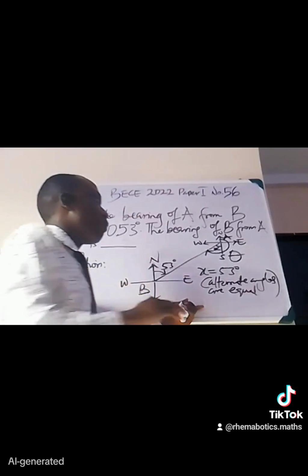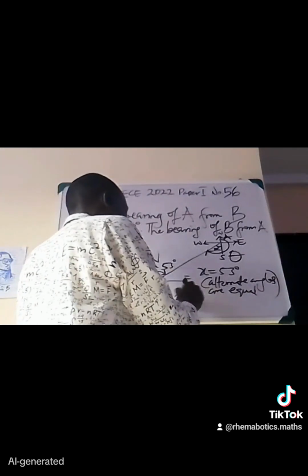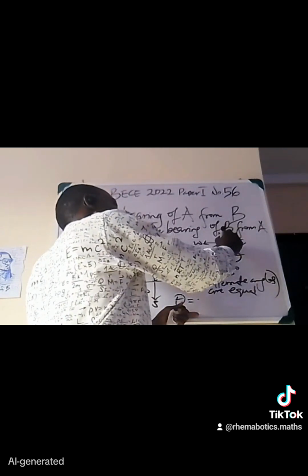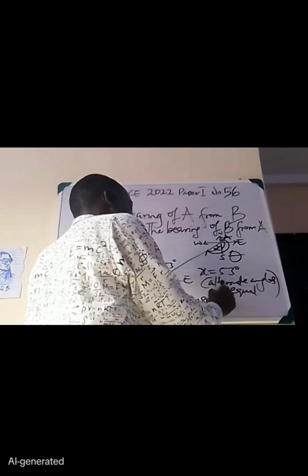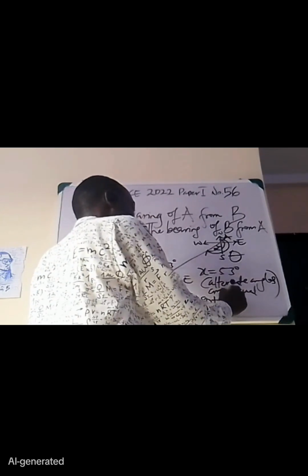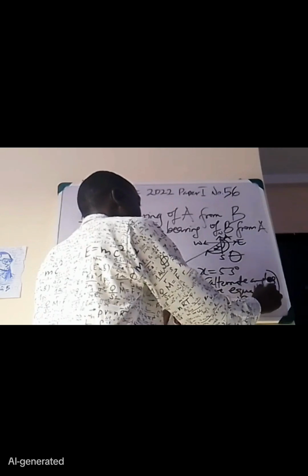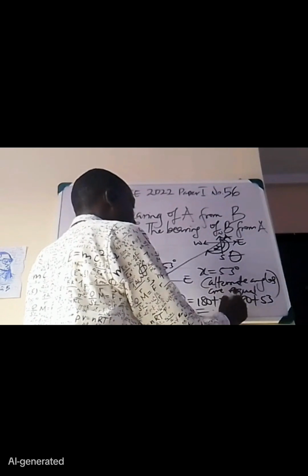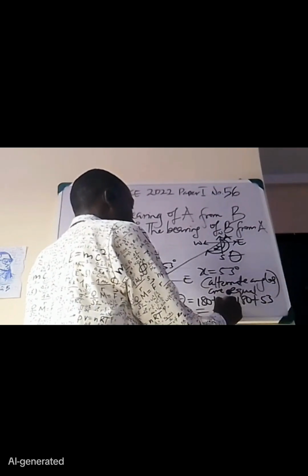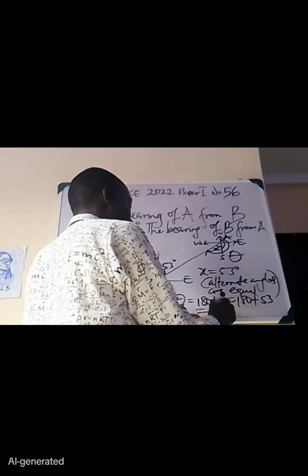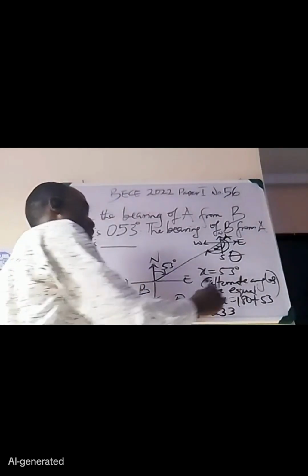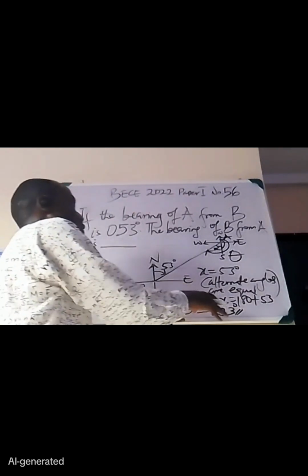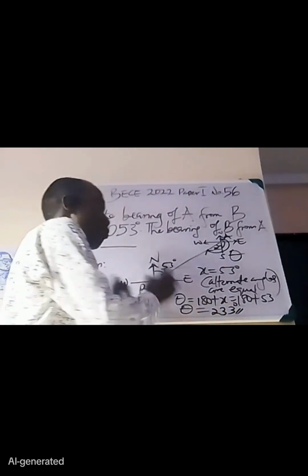Okay, so finally, to get theta is equal to, now from here, the north to the south is 180 degrees. Add the value of x to it. So that will give us 180 plus 53, which is 233 degrees. Okay, so that's the 3-digit form of writing the bearing.